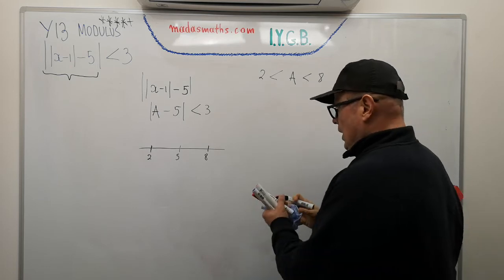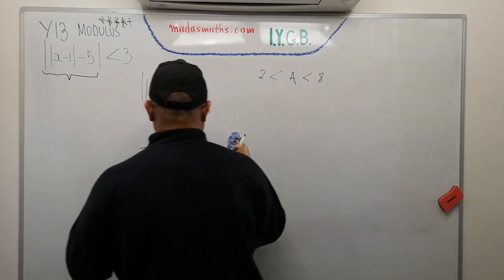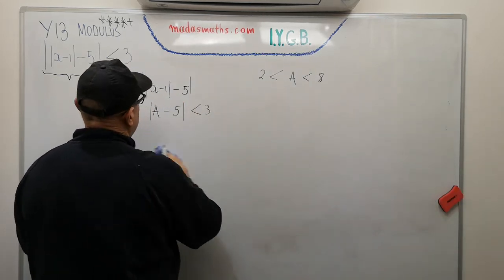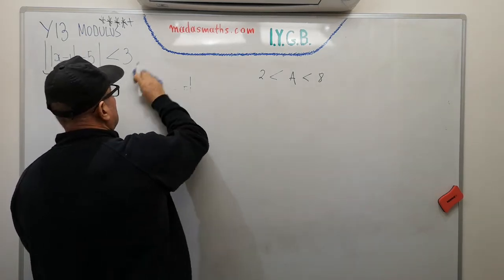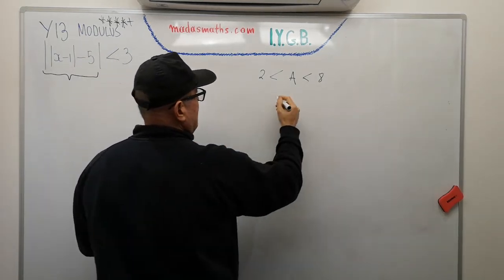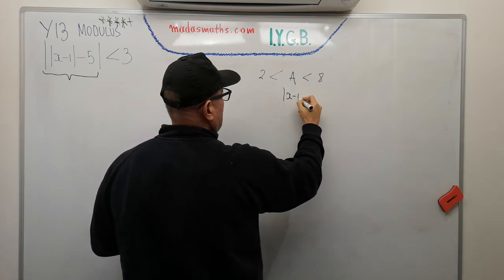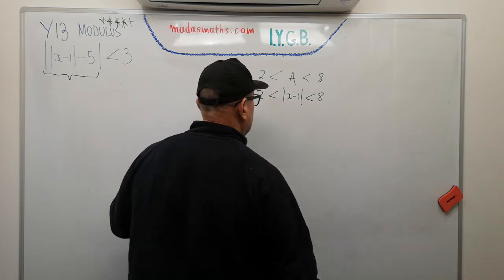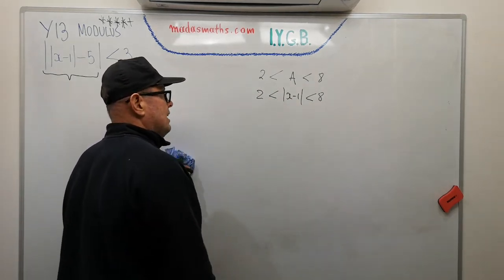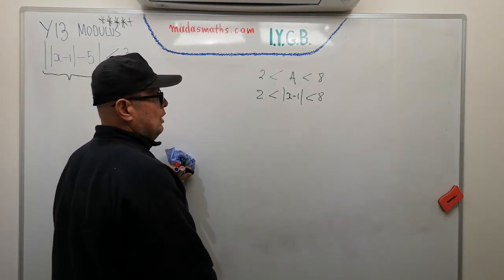But of course, there is no such thing as A. A was my construct in all of this. A is really the modulus of x minus 1. So essentially that says the mod of x minus 1 is between 8 and 2. Okay, more inequalities. How do I deal now with this two-sided inequality?